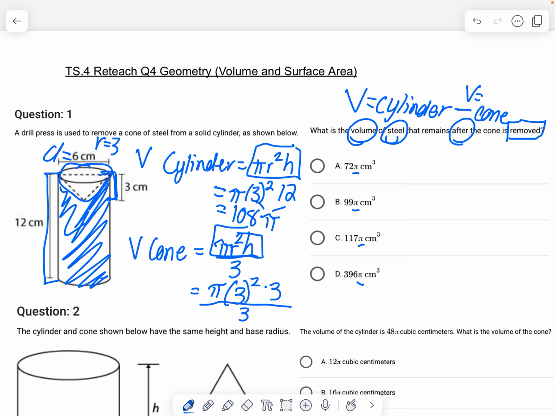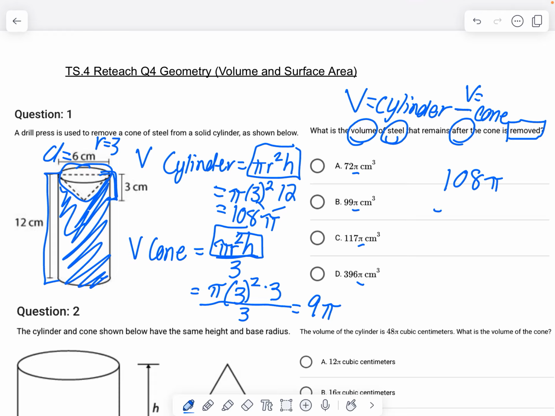Let's keep pi outside of it, so let's just multiply and divide the numbers together. 3 times 3 is 9. 9 times 3 is 27. But I've got to divide 27 by 3, which is 9. Again, you can throw that into the calculator as well. So the cylinder is 108 times pi, and the cone is 9 pi. All we have to do is subtract them, which is super nice. So let's do that off to the side.